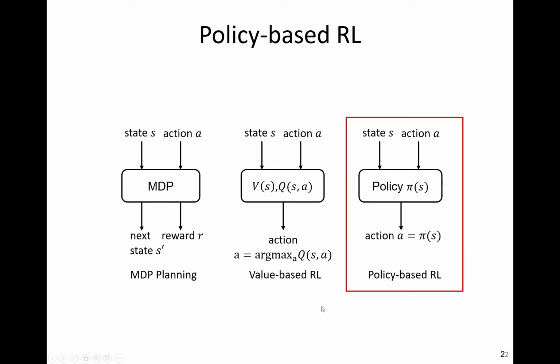So this is the picture for policy-based RL, where you directly learn a policy function for each state and map the state into an action, either a deterministic or probabilistic action choice. As opposed to value-based RL, where you learn the value functions first, and then do argmax on the Q value function to get the action. So policy-based RL is more direct.